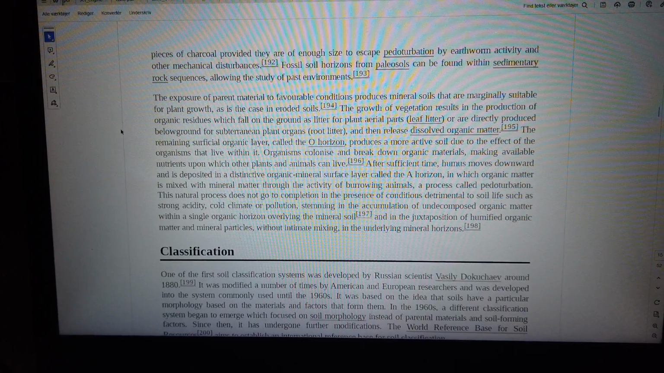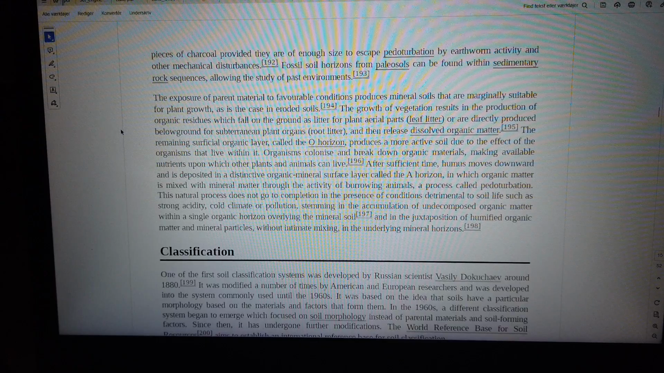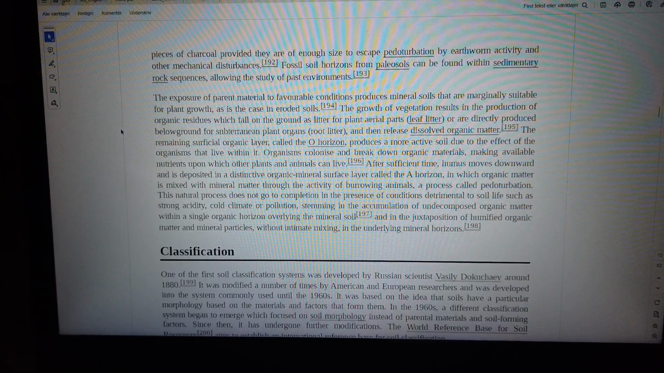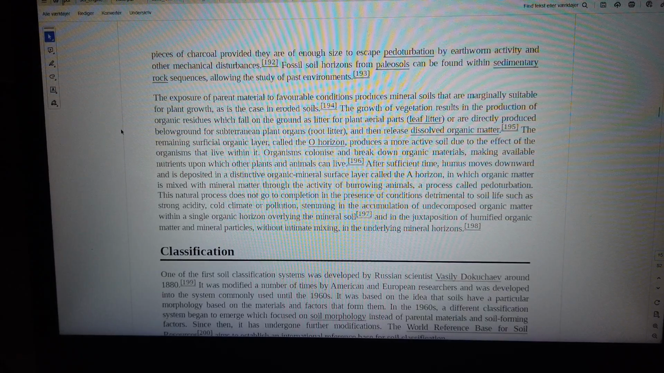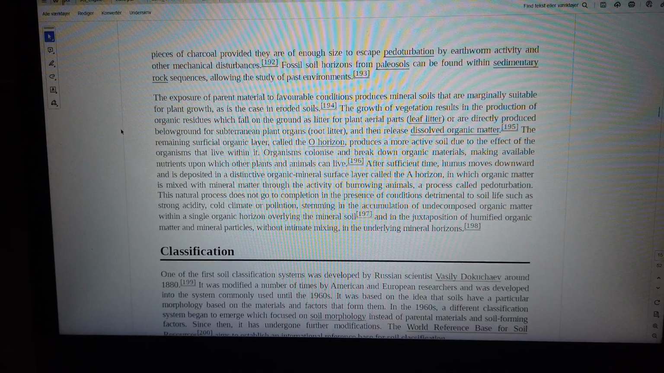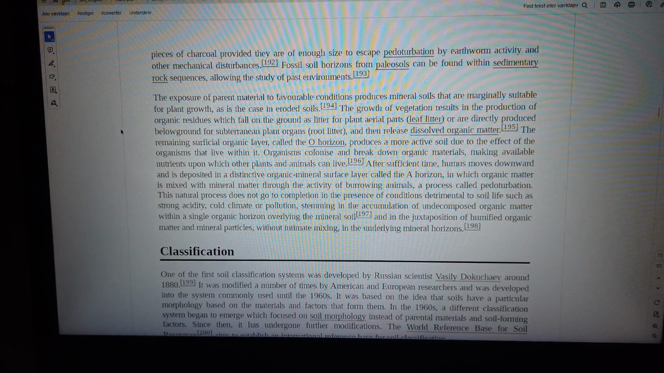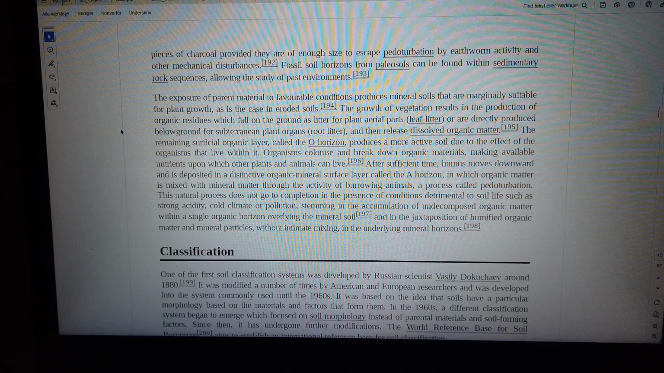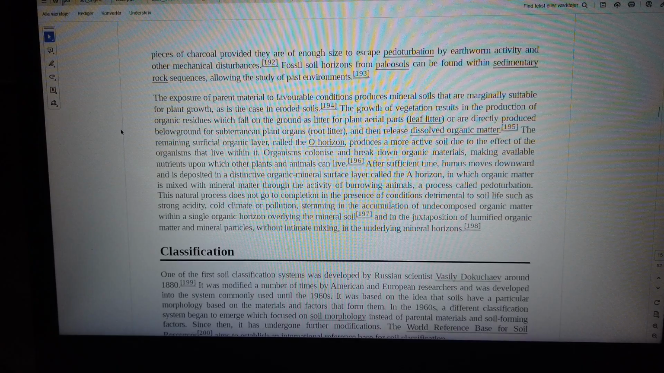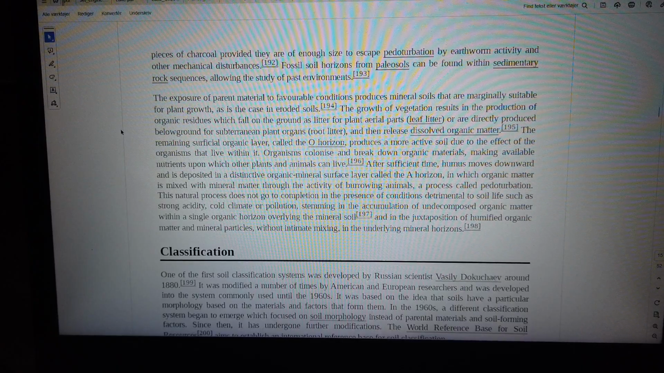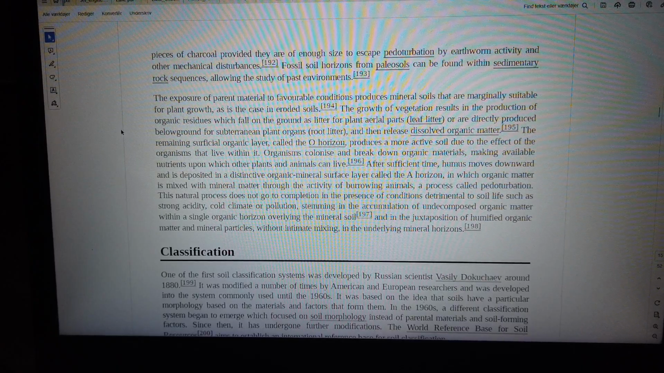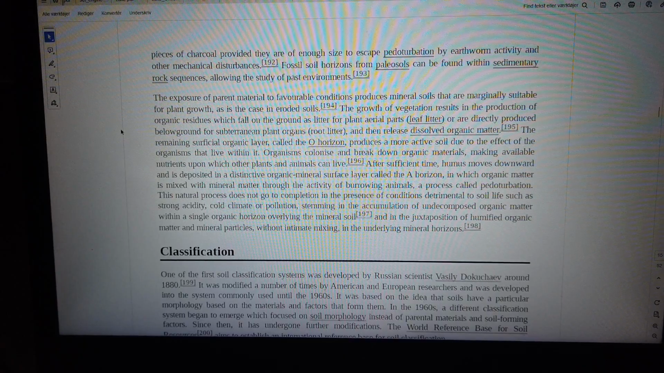193. The exposure of parent material to favorable conditions produces mineral soils that are marginally suitable for plant growth, as is the case in eroded soils. 194. The growth of vegetation results in the production of organic residues, which fall on the ground as litter for plant aerial parts, leaf litter, or are directly produced below ground for subterranean plant organs, root litter, and then release dissolved organic matter.